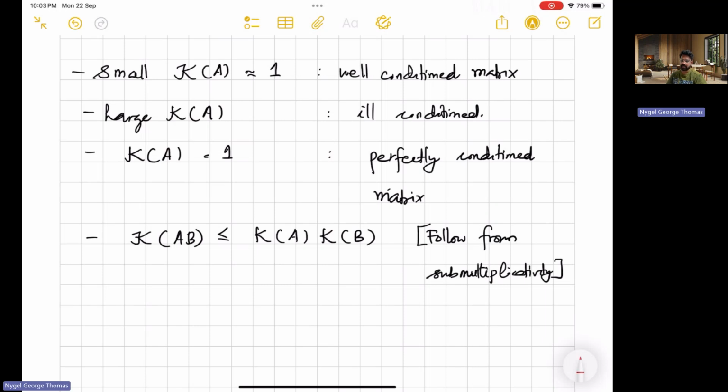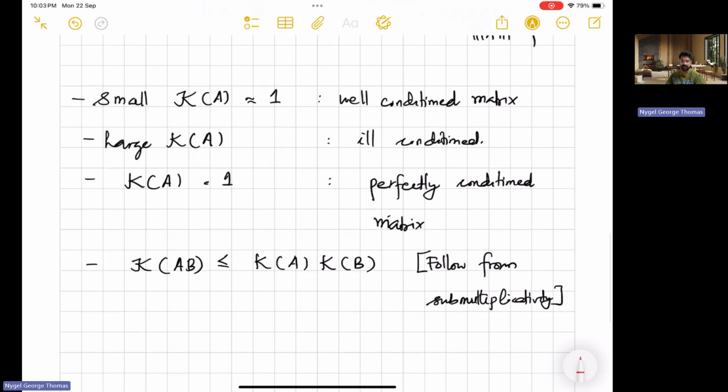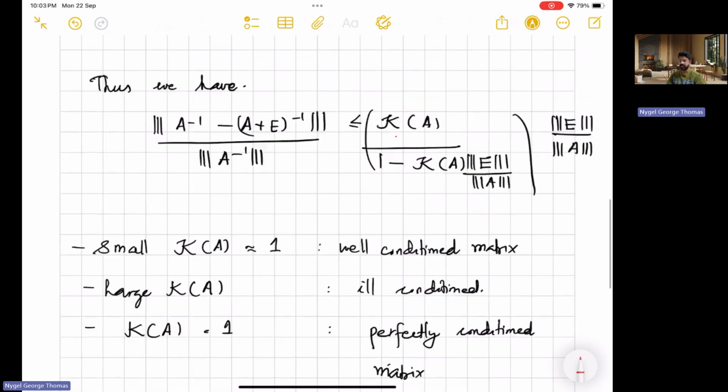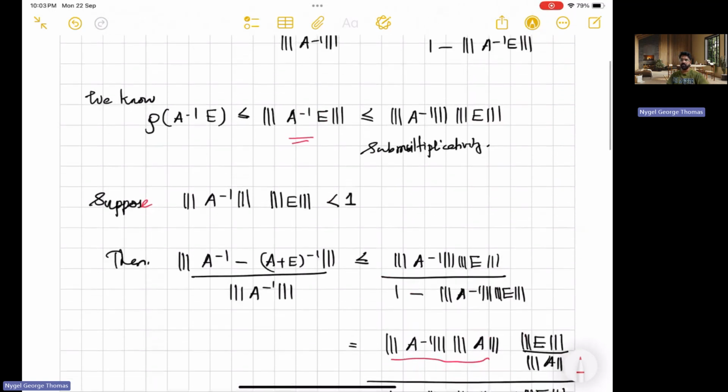Also, another property is that the condition number of a product of two matrices is less than or equal to the product of their condition numbers. So this follows straight from the submultiplicativity property. You just have to put in the definition of the condition number here and apply submultiplicativity. So these are some things which we want to know about the condition number.